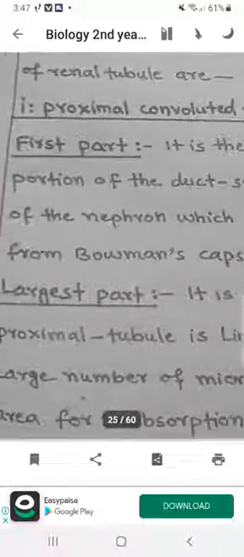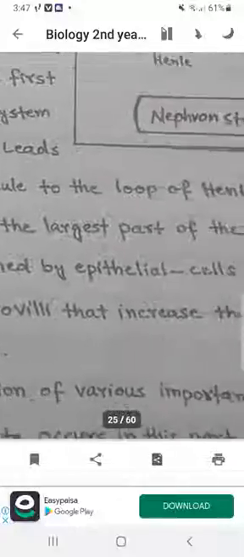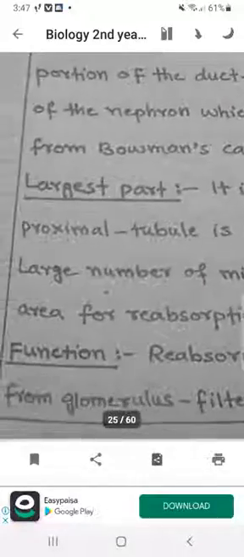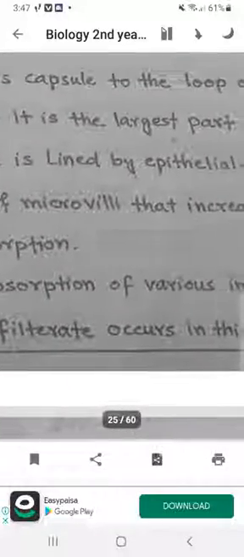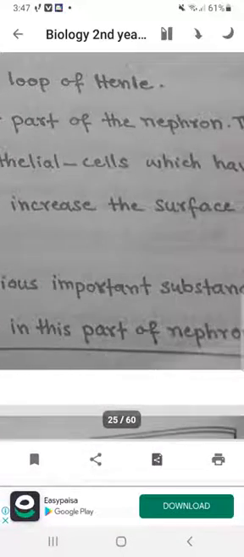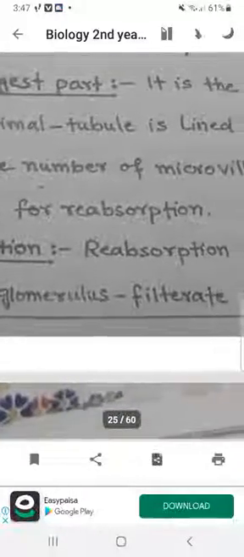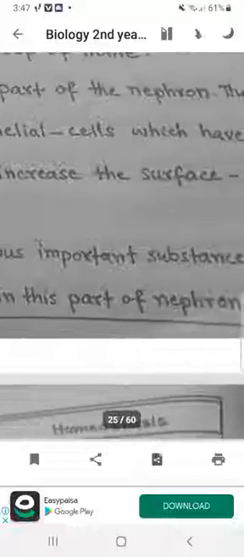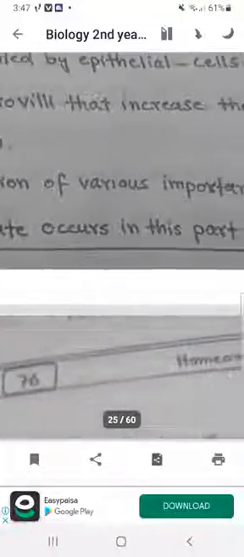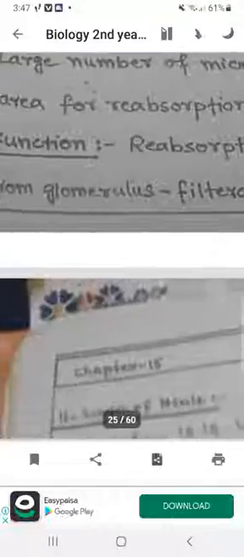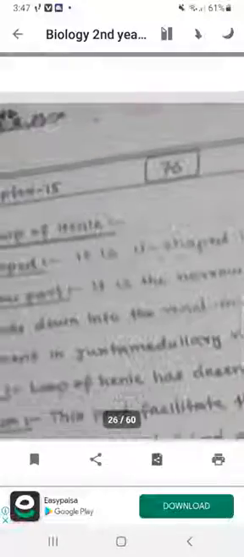It is the first portion of duct system of nephron, which leads from Bowman's capsule to the loop of Henle. Largest part. It is the largest part of nephron. The proximal tubule is lined by epithelial cells, which have a large number of microvilli that increase the surface area for reabsorption. Function. Reabsorption of various important substances from glomerulus filtrate occurs in this part of nephron.